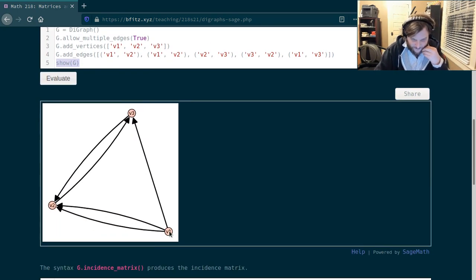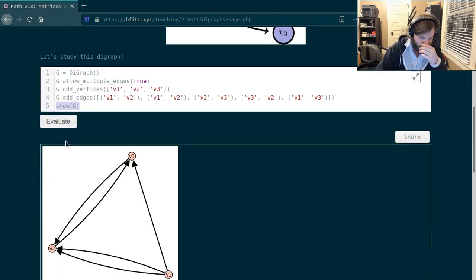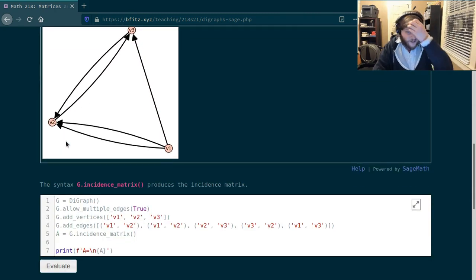If you look at v1 here, v1 has 3 arrows attached to it. 2 are pointing at v2 and 1 is pointing at v3. That's exactly what's happening here. v1 points at v2 twice and v1 points at v3 once. Cool. So that's how you initialize the directed graph.